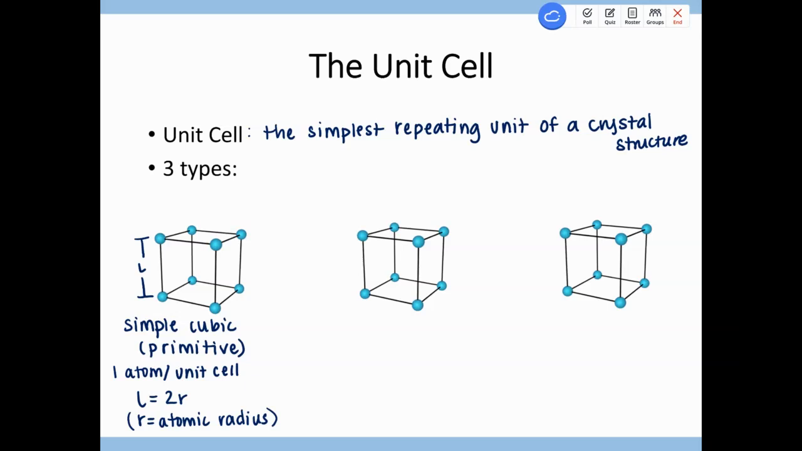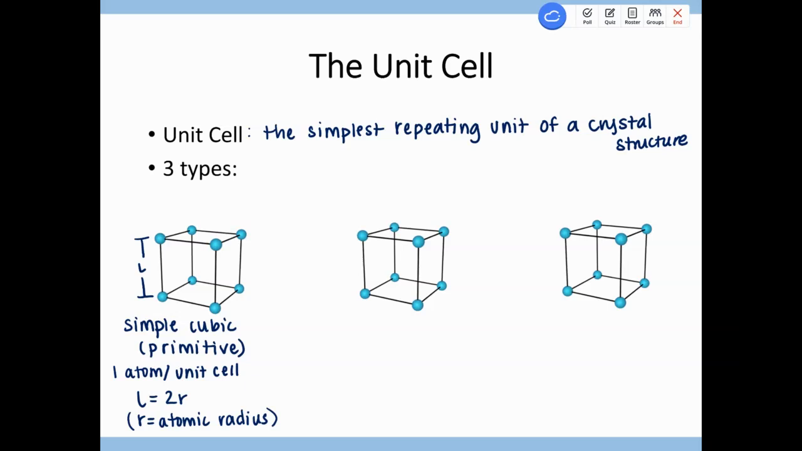So we will do an example after we talk about these 3, where we use these formulas to calculate the density of a solid. If you know what type of unit cell a solid exhibits, you can calculate its density. But we'll do that in a couple of slides. Okay, so this is the simplest one.